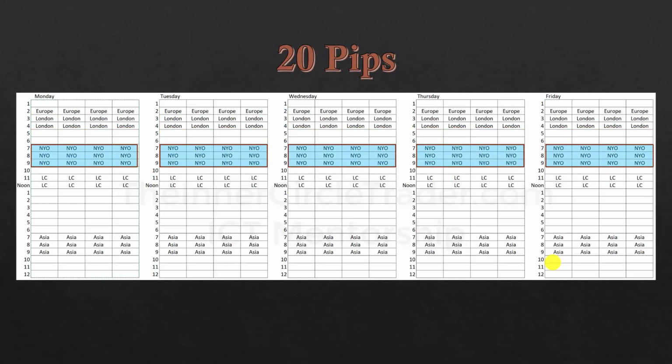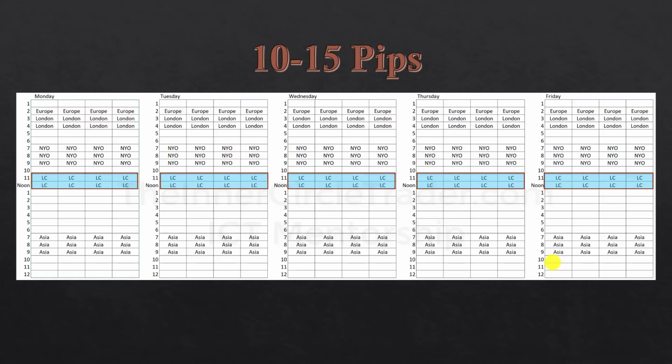If you're trading the New York session, realistically, 20 pips for that time of day. London close, 10 to 15 pips. Now, I know some of you are thinking, 10 pips, that's not even worth it. Well, what if you did 10 pips every single day? That's 50 pips a week. I'm looking for 50 to 75 pips a week.